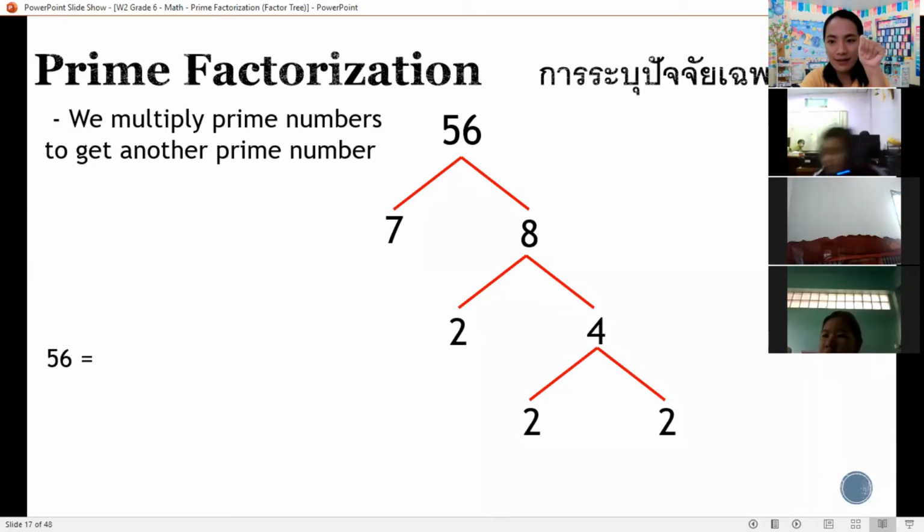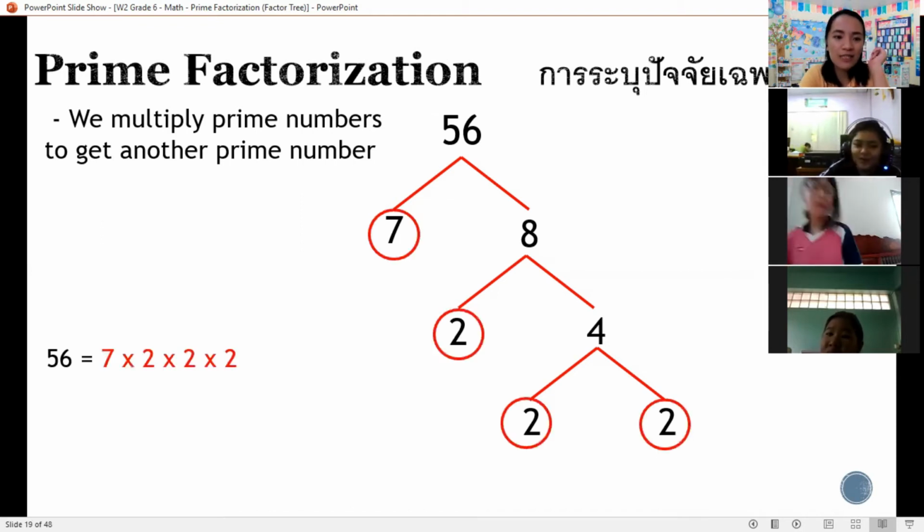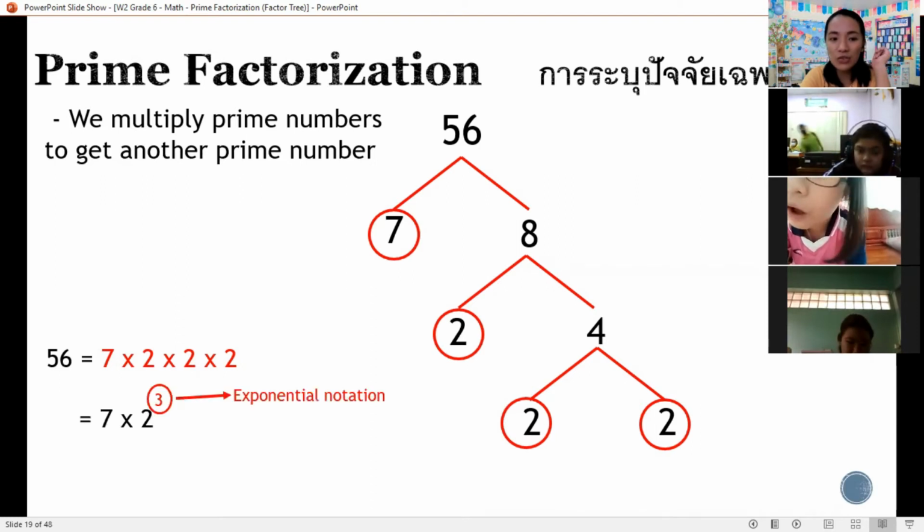7, 2, 2, 2. We have three 2's, right? So we'll write the answer as 56 equals 7 times 2 times 2 times 2. We can also write the answer as 7 times 2 to the power of 3.